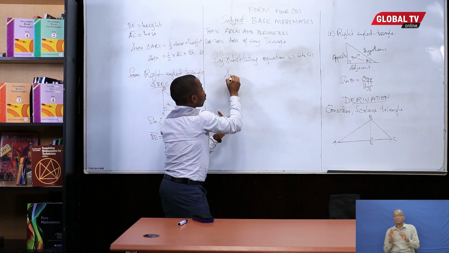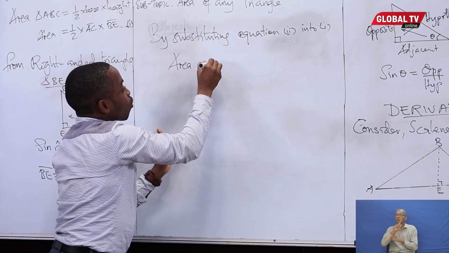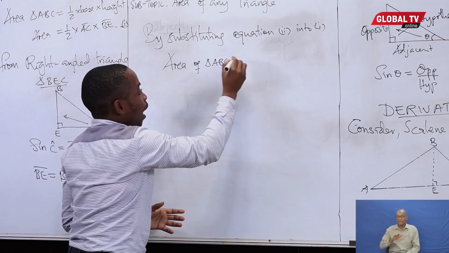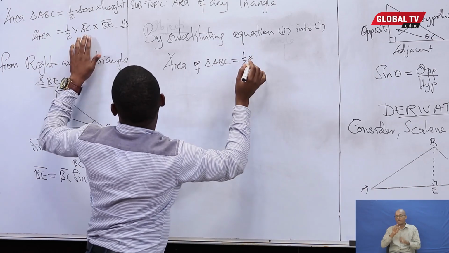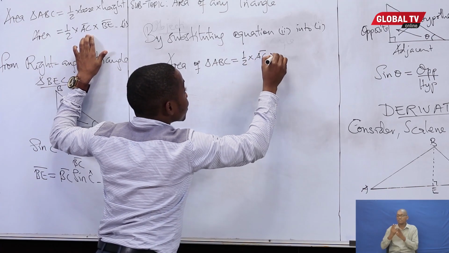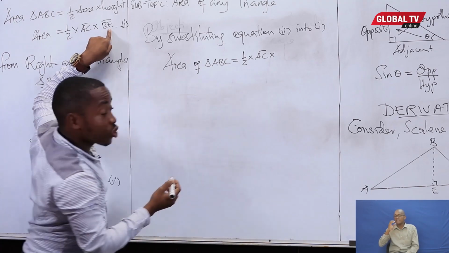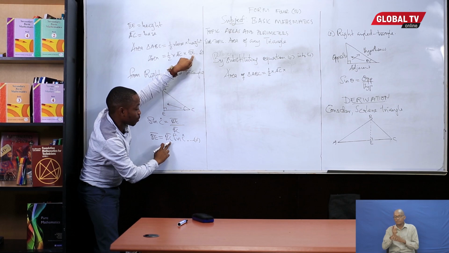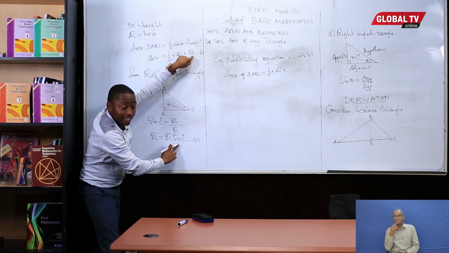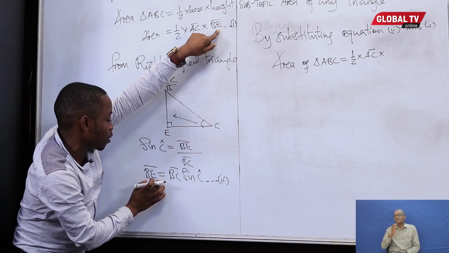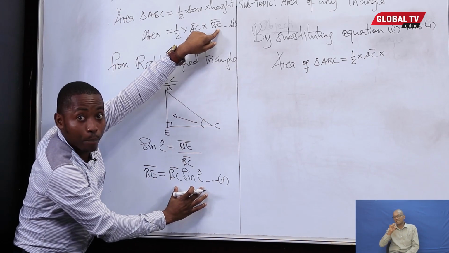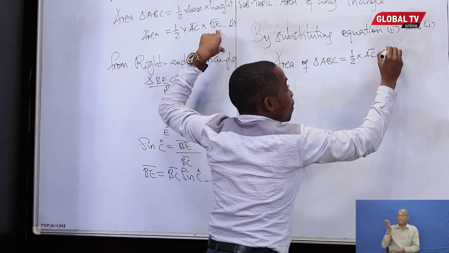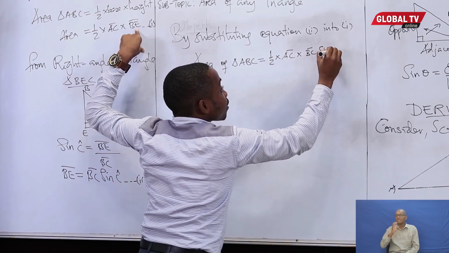We get the total area of triangle ABC will be equals to a half times our AC value multiplied by BE, in which BE, it is from this side here, which says BC multiplied by sine C. So instead of writing BE, we are going to write the whole thing here, BC sine C. What are we going to get? Write it there. It will be BC sine C.